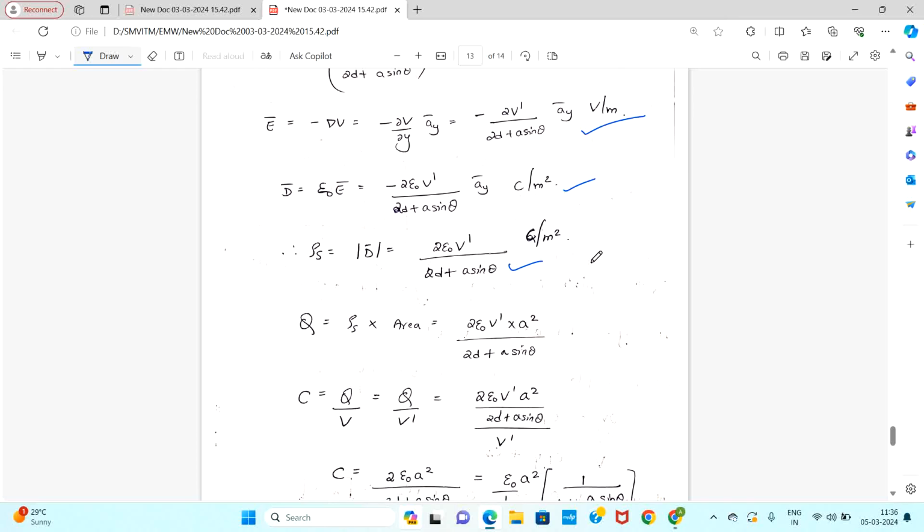Area: you have a plate, okay, with side A. Another plate with side A. The area is going to be this side square. So A square. Okay, area of the plate will be A square.